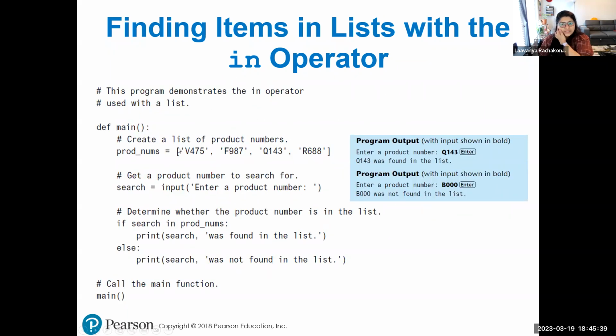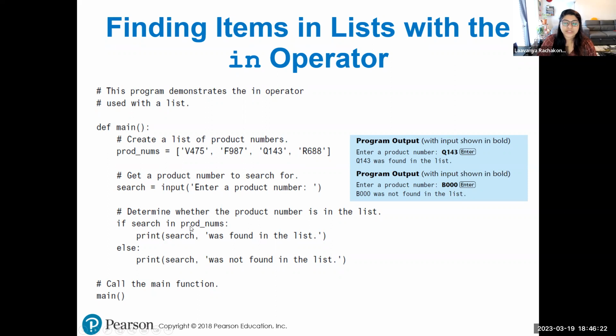In this program, you are getting a product number from the user, and you are checking if that product number is in your list. If it is, then you say the search was found in the list. Otherwise, you say the product number is not found in the list. So your product numbers list is here. Next, you're asking the user to enter something: search is equal to input, enter the product number. Notice that we have not declared the data type here, because the product numbers can have both integers and string characters. That's the reason why it is not defined as int or float.